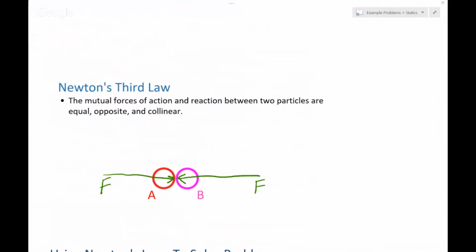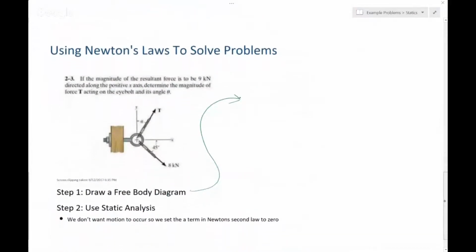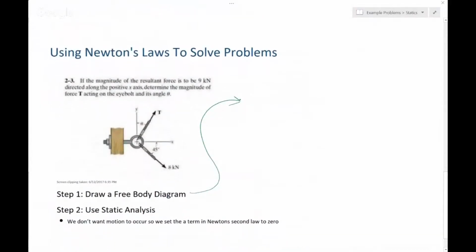So using these principles, we can then tackle a large variety of problems. And the problem we're going to deal with today is this one. If the magnitude of the resultant force is to be 9 kilonewtons directed along the positive x-axis, determine the magnitude of the force T acting upon the eyebolt and its angle.